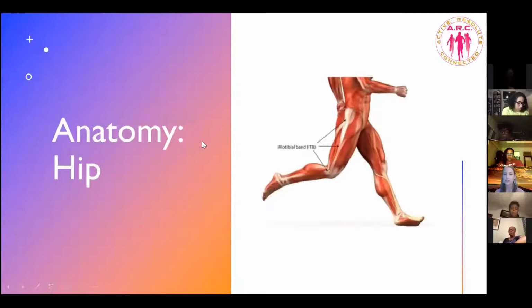This picture is moving on to the hip anatomy, and the coaches are jumping in, I promise. I'm just going to cover the anatomy part because it's more a physical therapy background kind of thing.